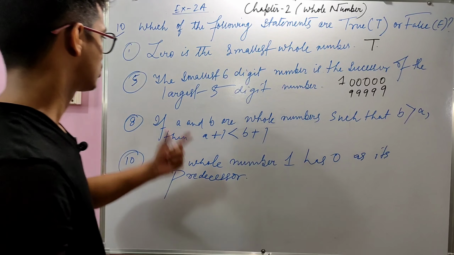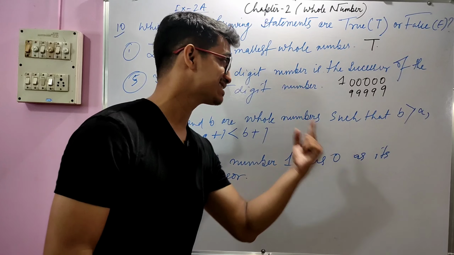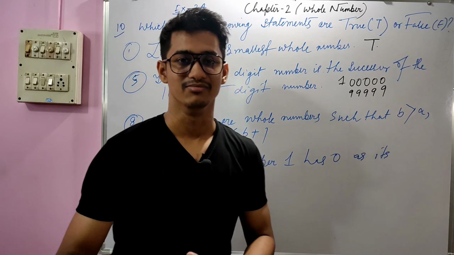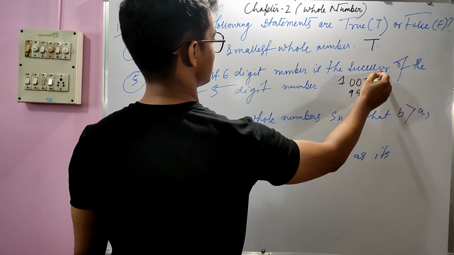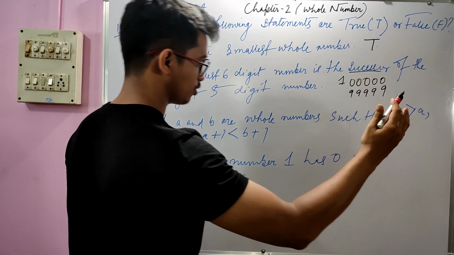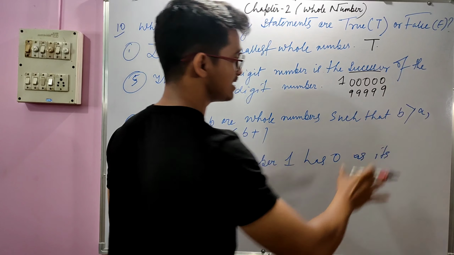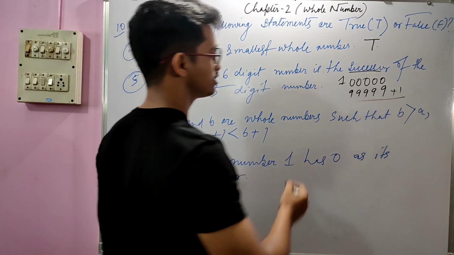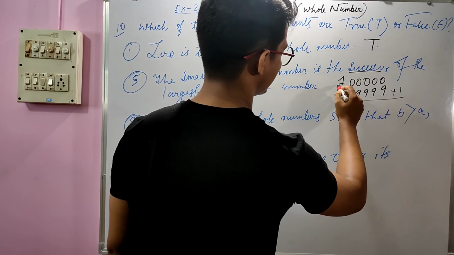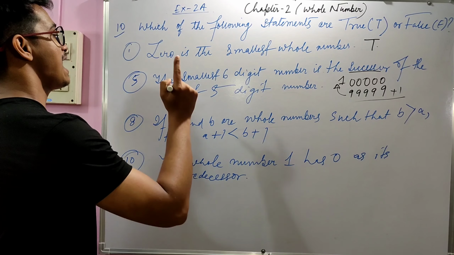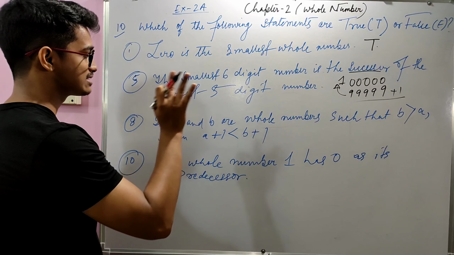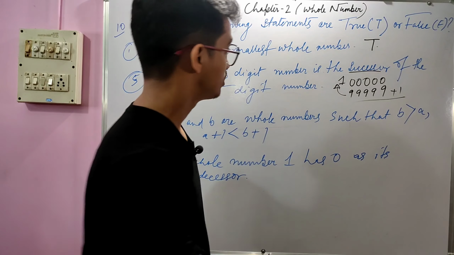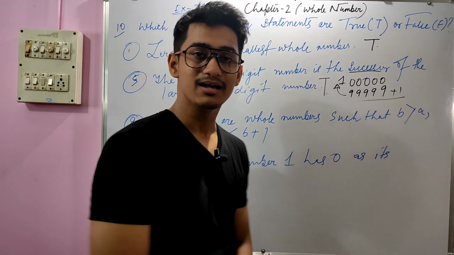The question is that the smallest 6-digit number is the successor of the largest 5-digit number. What do you mean by successor? Successor means the next number. So what is the largest 5-digit number? That is 99,999. If I add 1 to this number, the result is basically 1 lakh. So the statement is absolutely true: the smallest 6-digit number is the successor of the largest 5-digit number. So this will be the sign.